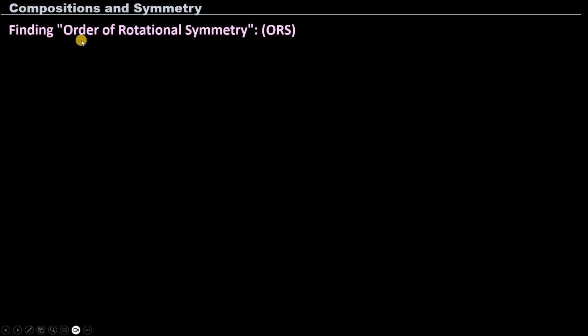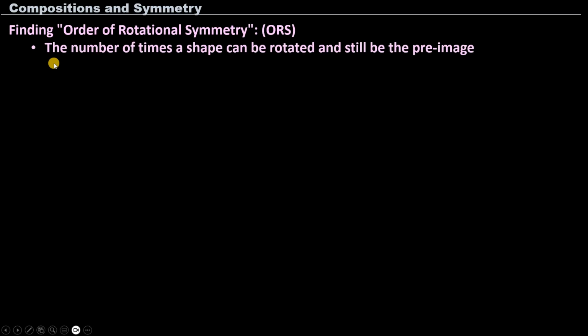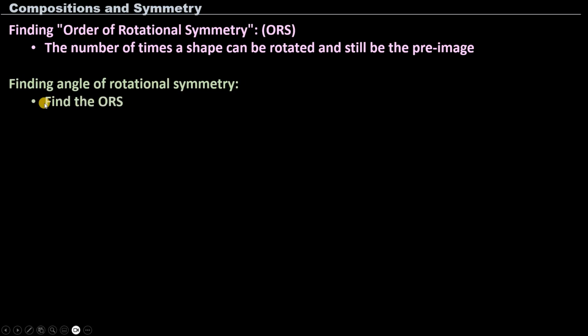So next we want to look at finding the order of rotational symmetry, the ORS. That is the number of times a shape can be rotated and still be the preimage. So we saw this with the flower and the playing card. The flower had 5 times that you could spin it. That 5 would be its order of rotational symmetry. Once you find the order of rotational symmetry, you can use that to find the angle of rotational symmetry. You do that by finding the ORS and then doing 360 divided by it.